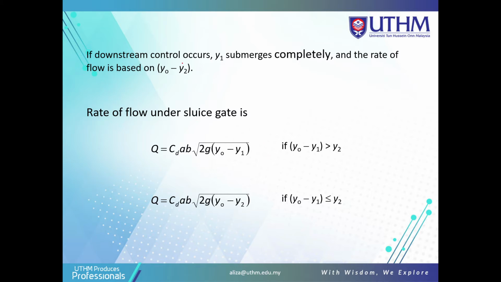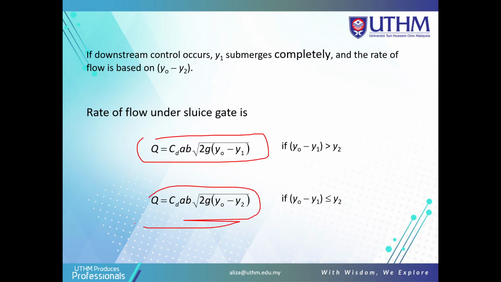If the downstream control Y2 submerges Y1 completely, the rate of flow is based on Y0 minus Y2. The rate of flow under the sluice gate Q is based on this formula. If Y0 minus Y1 is more than Y2, you use this formula. When Y0 minus Y1 is less than or equal to Y2, use this formula.